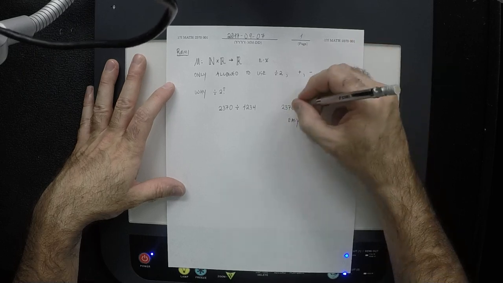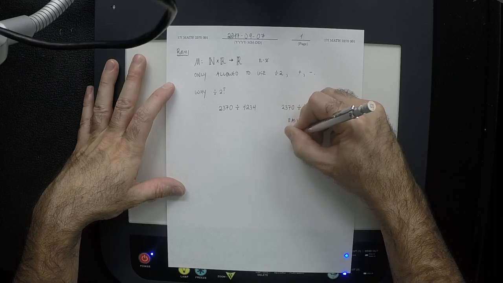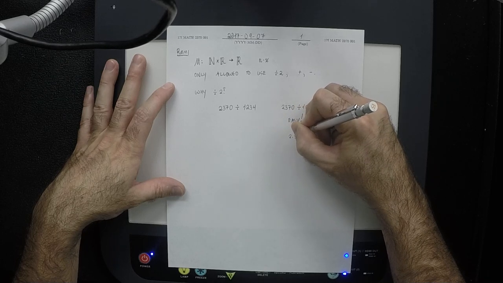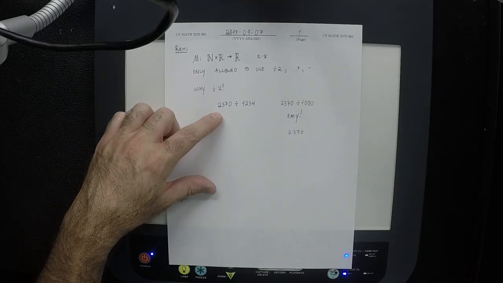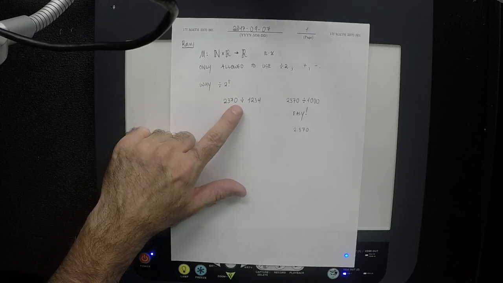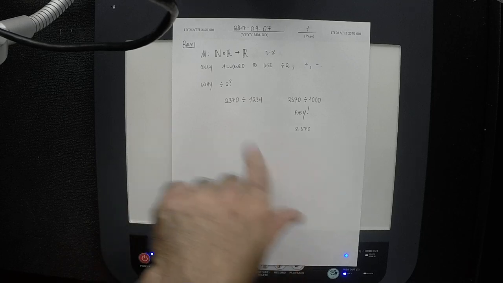It's easy, and we can just do, you know, 1, 2, 3. So it's 2.370. Whereas this one is, who knows, right? And by this division, I mean the division that includes decimal places. So you'd have to keep going, dot, dot, dot.